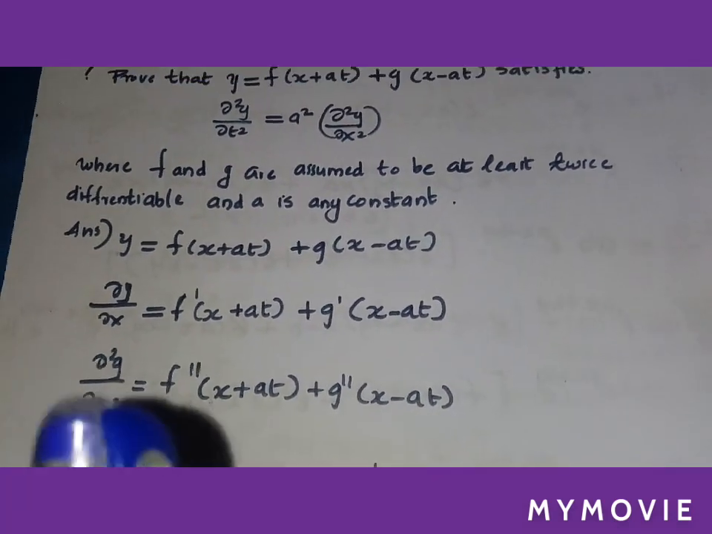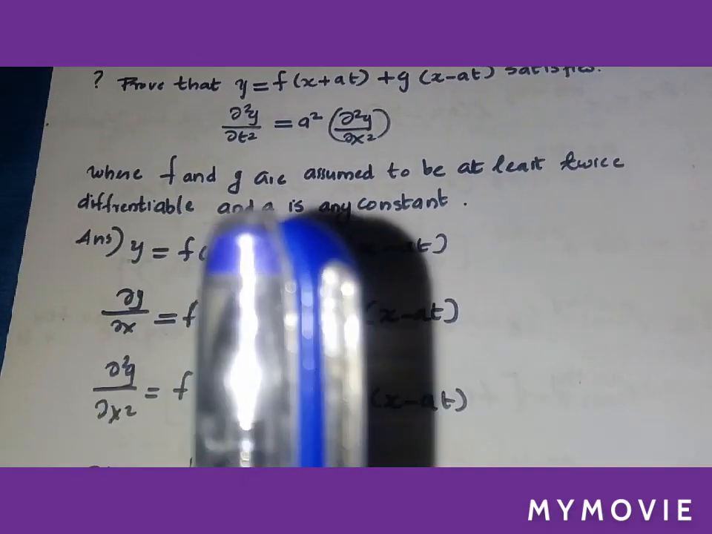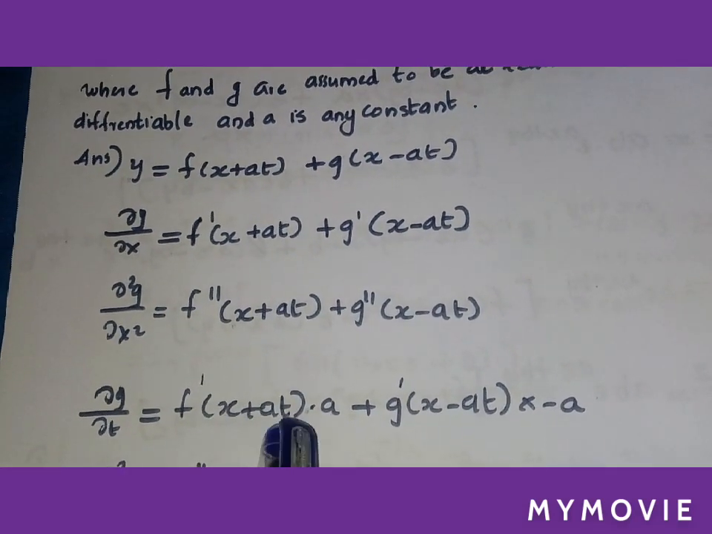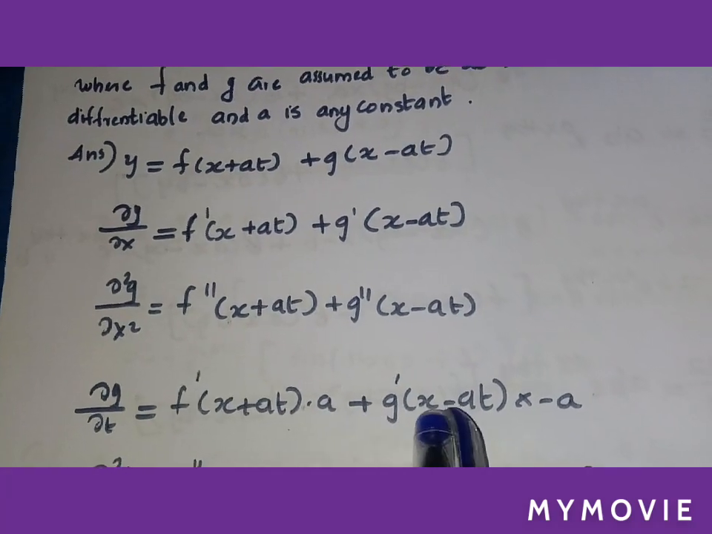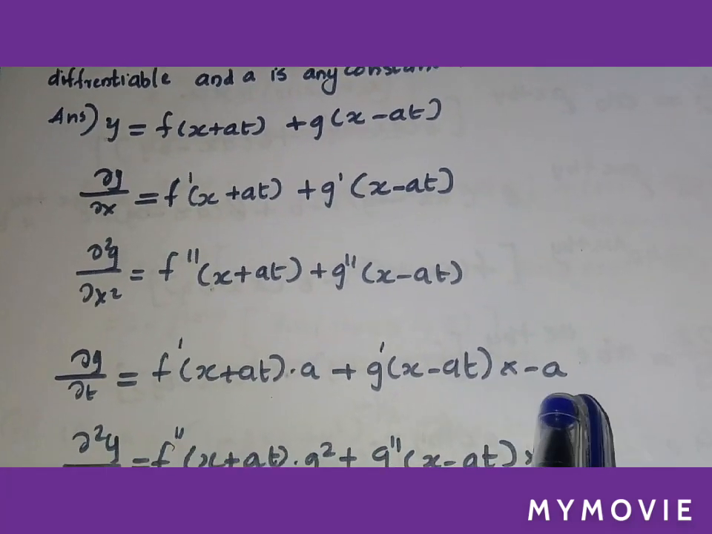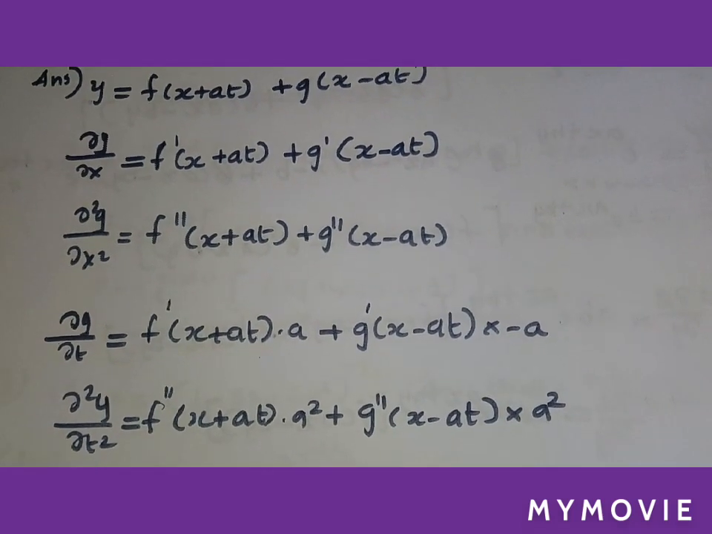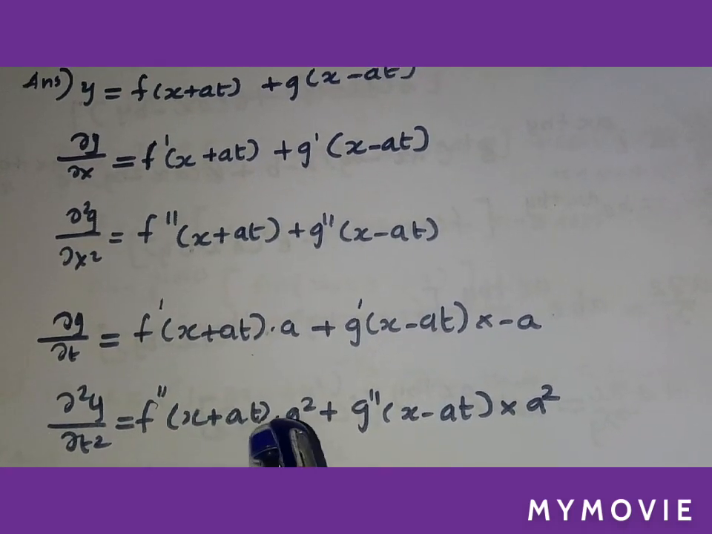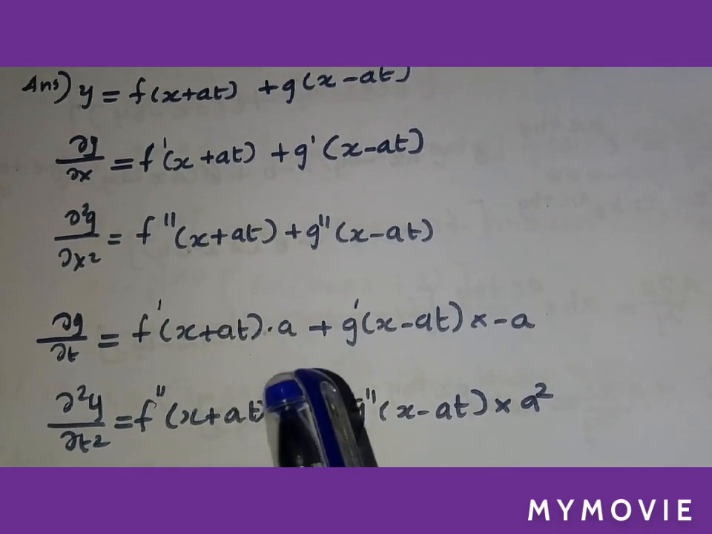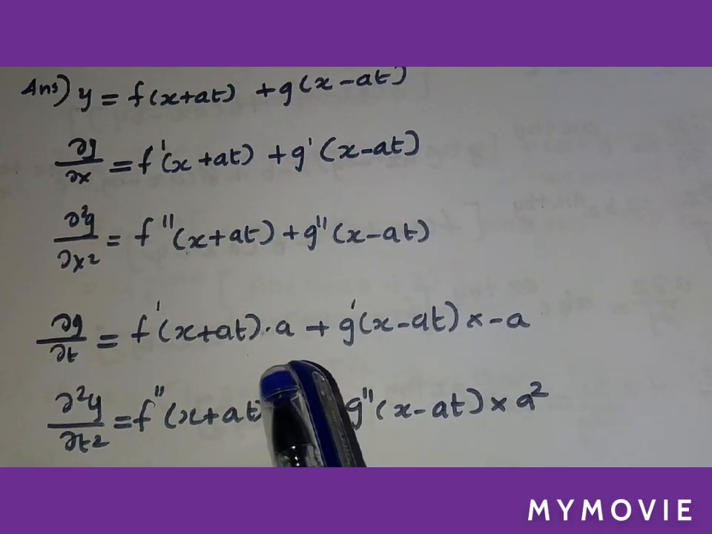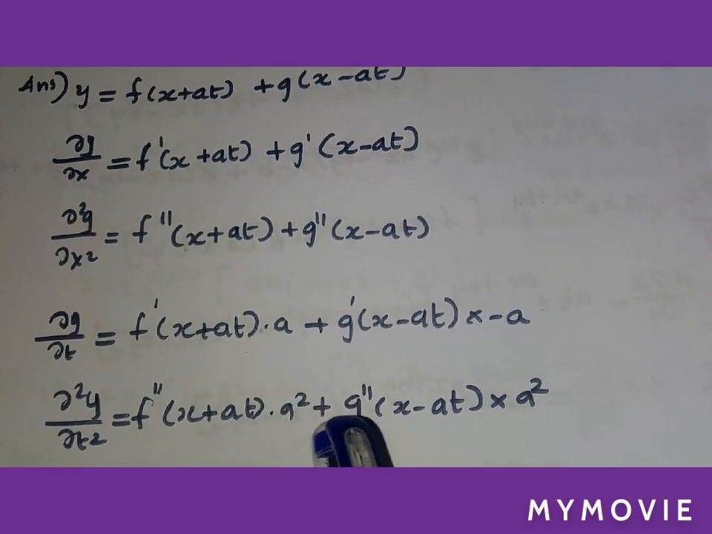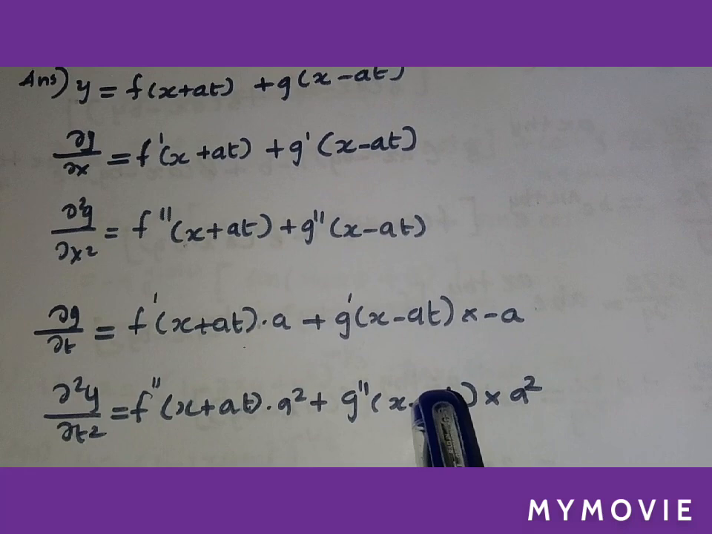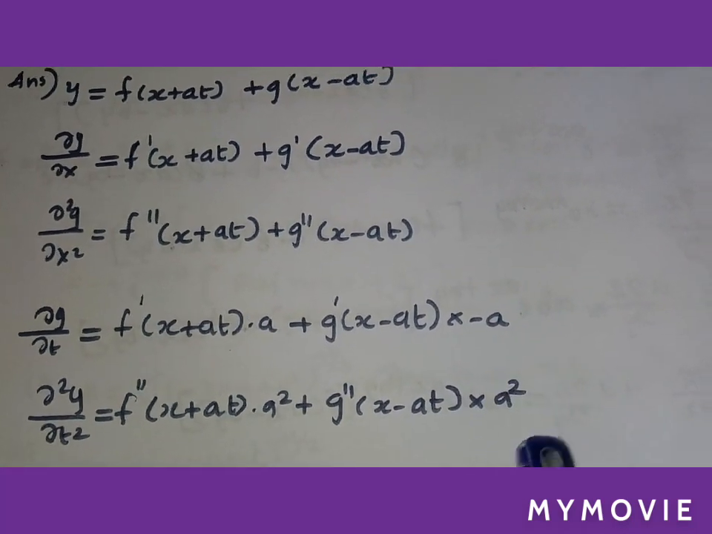Here the left hand side, that is dou square y by dou t square. We have to find the time derivative, that is f dash of (x plus at), whose derivative is a, plus g dash of (x minus at), whose derivative is minus a. After one more differentiation with respect to t, f dash changes to f double dash of (x plus at) into a, and there is an existing a before, so we get a square here, plus g dash changes to g double dash, and the derivative of minus at is minus a, so minus a into minus a, that is a square.